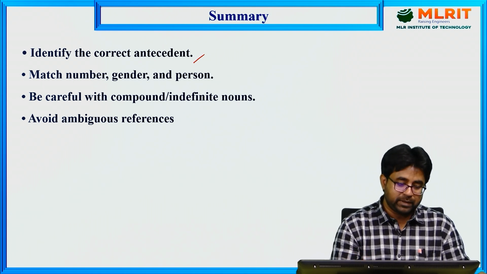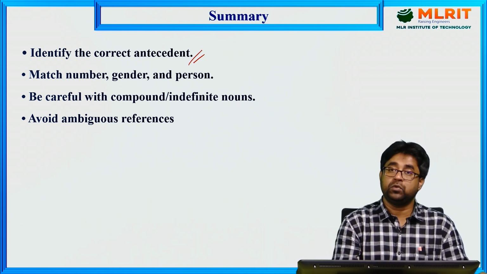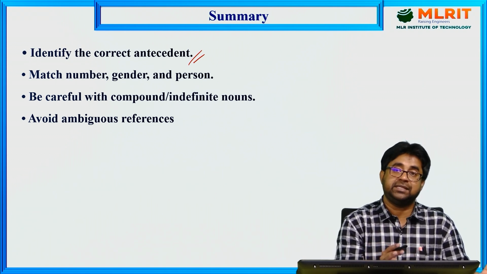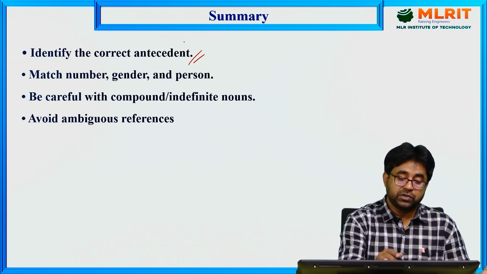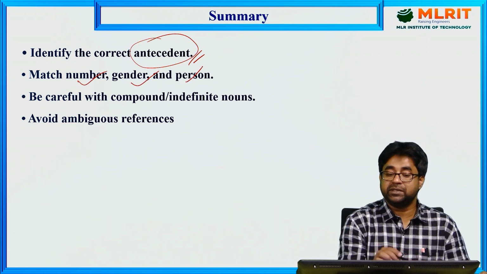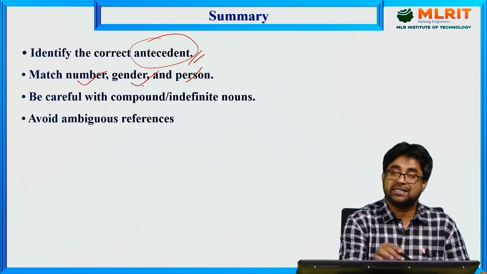So what is the summary of today's lecture? Identify the correct antecedent. That is one thing we need to do. We need to check the antecedent properly, if there are appositive phrases or other things in a sentence. So what is the antecedent? And then match number, gender and person. Antecedent and pronoun should agree in terms of number, gender and person.